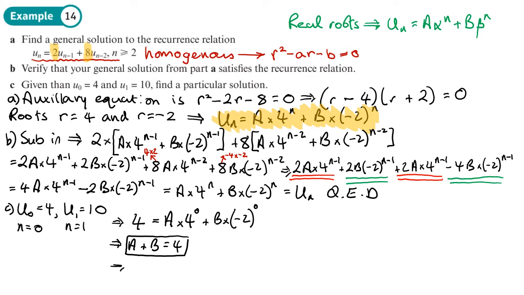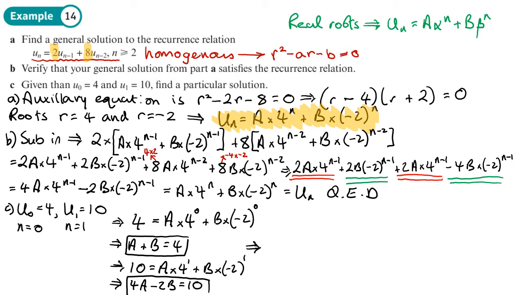So now we'll substitute in u1 equals 10. So that means u1 equals 10 and n equals 1. So that will give us this equation: 4a plus b times negative 2 to the 1. So we now get this second equation. So that's going to be 4a minus 2b equals 10. And what we can do is solve these two simultaneously to work out the values of a and b.